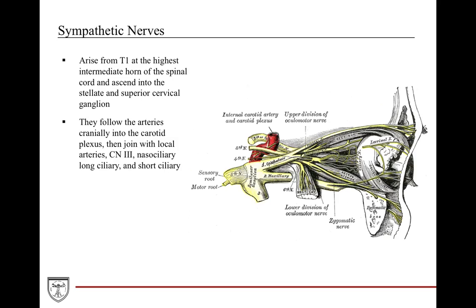And your sympathetic nerves, like all sympathetic nerves, run along a vascular system. They arise from T1 at the highest point of the intermediolateral horn of the spinal cord. They ascend through the stellate and superior cervical ganglion. They run up along the internal carotid artery. They then go through the ophthalmic artery to provide innervation to the eye structures that way.